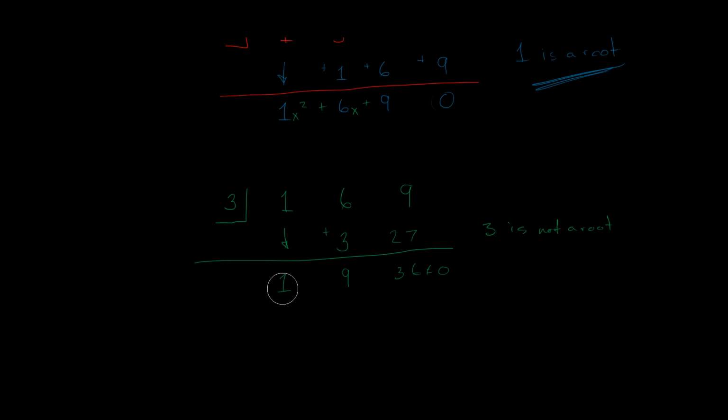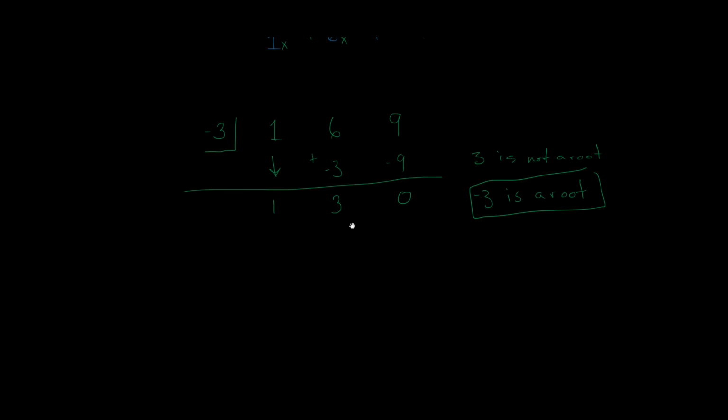Okay? Let's try that one more time. Instead of positive 3, let's try negative 3. So if we try negative 3 now, once again we bring down the 1. Negative 3 times 1 is negative 3. 6 plus negative 3 gives us positive 3. Negative 3 times 3 gives us negative 9. Negative 9 plus 9 gives us 0. So what can we say now? We can say negative 3 is a root.